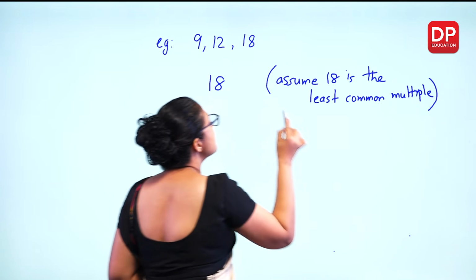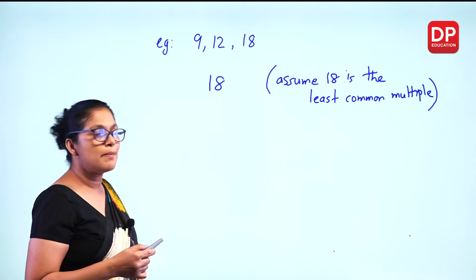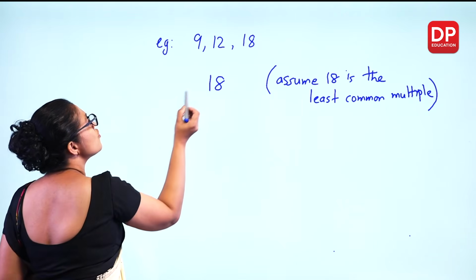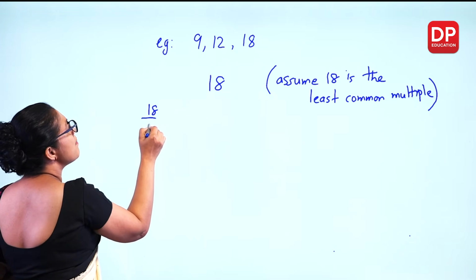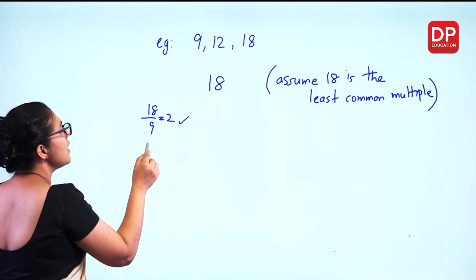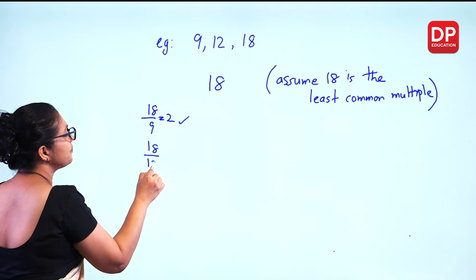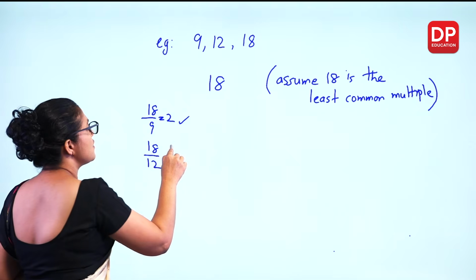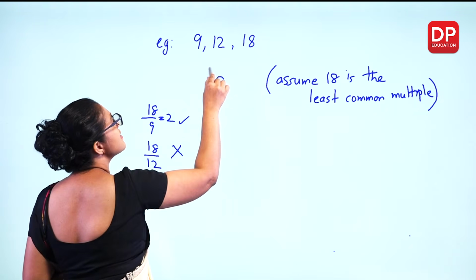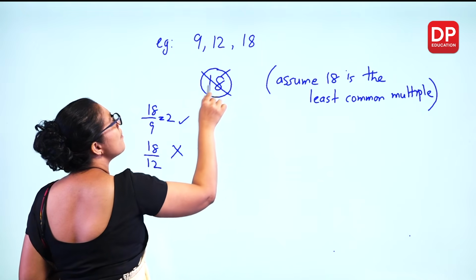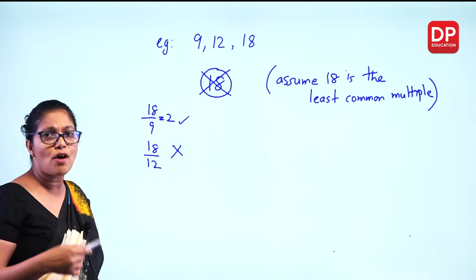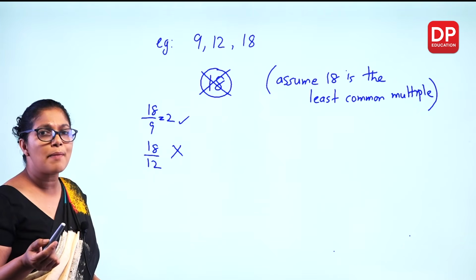That means this number should be divisible by all these three numbers. So we'll check that. 18 divided by 9: yes, it's divisible. What about 18 divided by 12? It's not divisible. So that means you can't take 18 as the least common multiple. The next step is we take multiples of 18. So what's the next multiple?